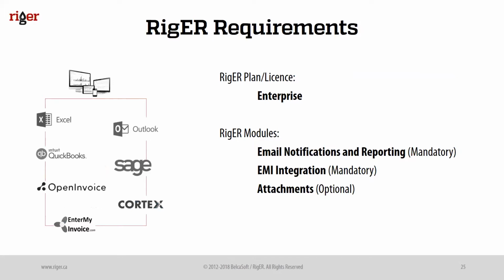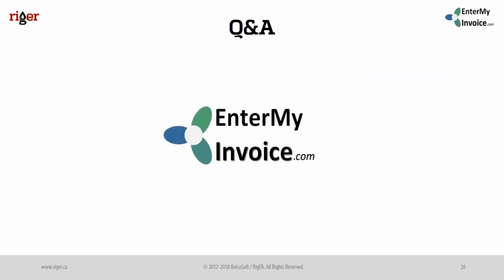Yeah, from the RigER requirements, it will require a RigER plan license, the enterprise, and additional modules like email notification and reporting, EMI integration, and attachments, which are optional. Because one of the options could be adding a number of attachments to one file to support everything.